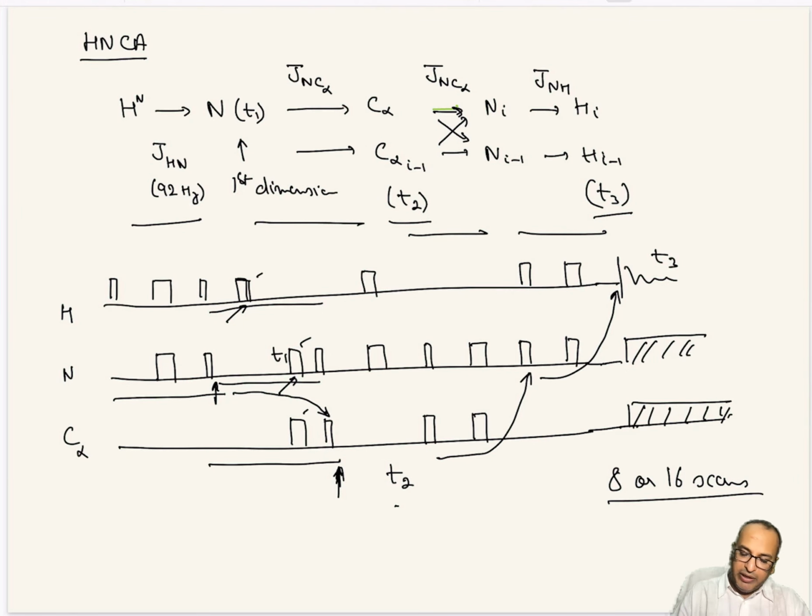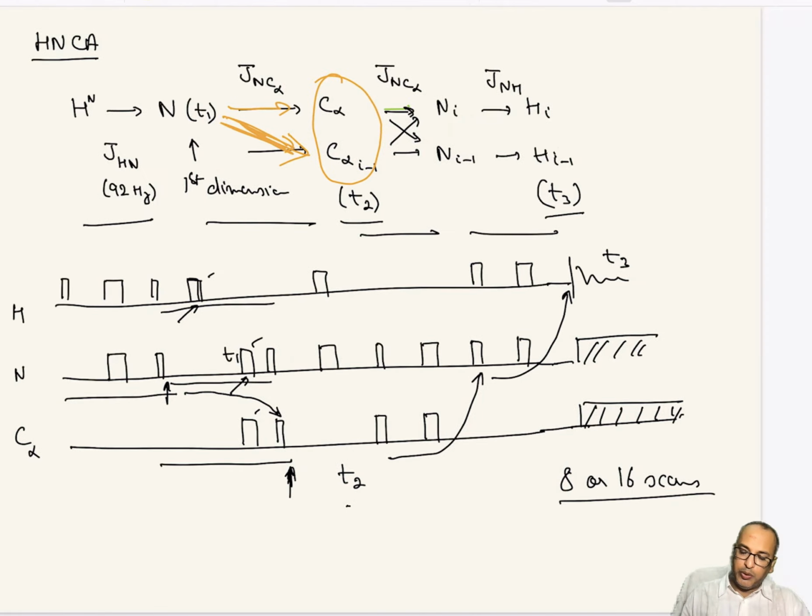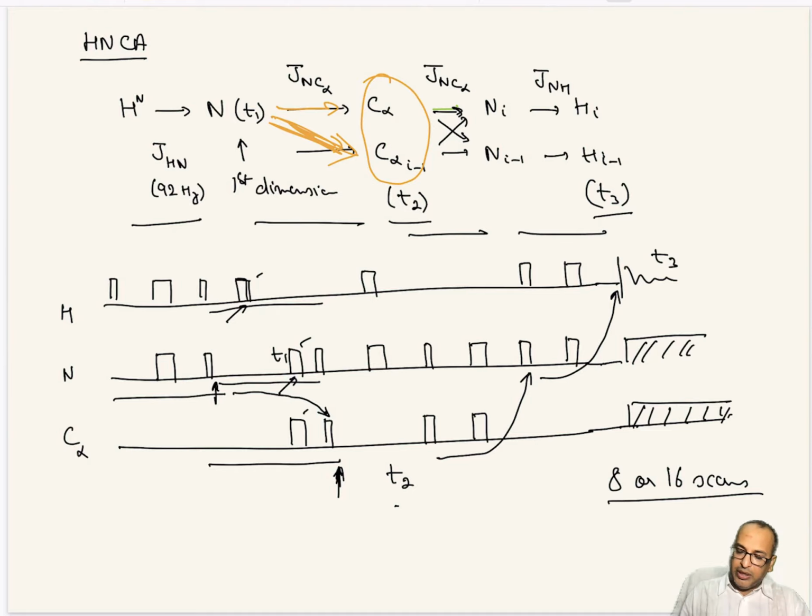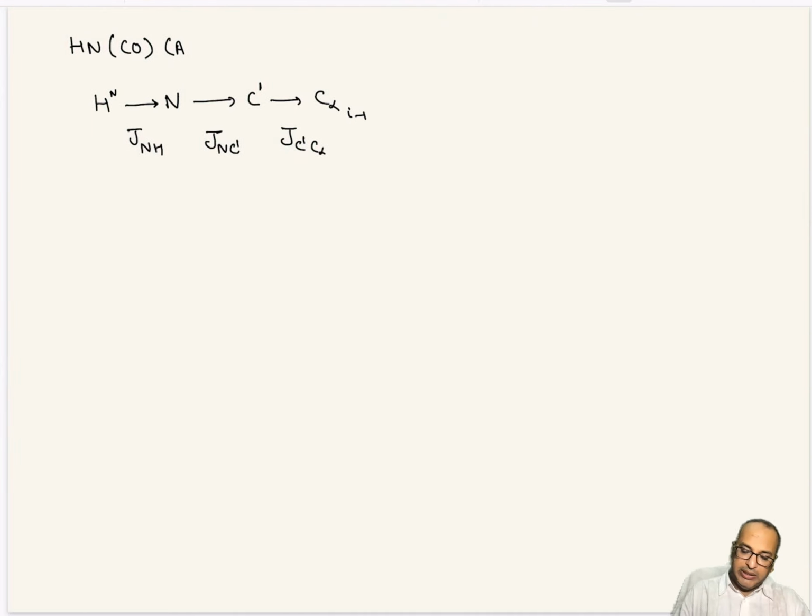So instead of having this transfer from N to C alpha and N to C alpha I minus 1, you only transfer this pathway here. Okay, so you don't go the other pathway. So what is the advantage here? You have C alpha I minus 1, then again you go back to C prime, again you go back to nitrogen, and then proton, and corresponding coupling constants are used. Now you label this nitrogen with T1, C alpha with T2, and proton with T3.